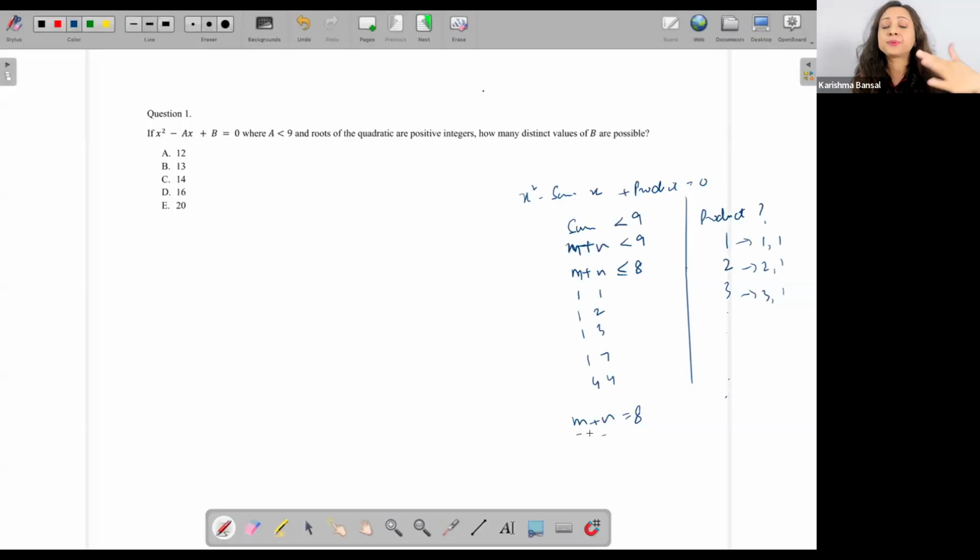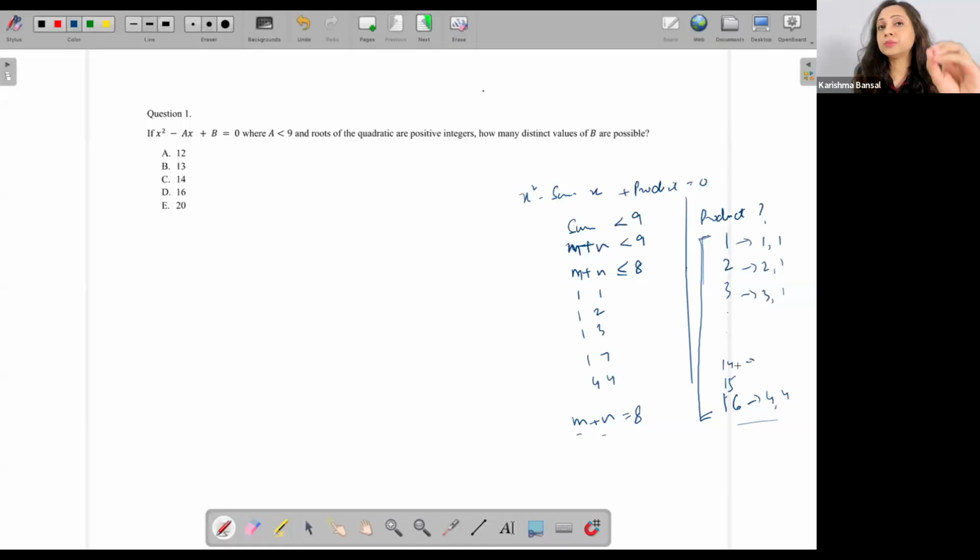So my product is going to be maximum when M is equal to N. That means each is equal to 4, so the maximum product is 16, and this happens when the roots are 4 and 4. Now all I want to see is, can I have all the numbers from 1 to 16 as the product? I know the maximum product is 16. What about 15? Yes, 5 and 3, and the sum is less than or equal to 8, so it works. What about 14?